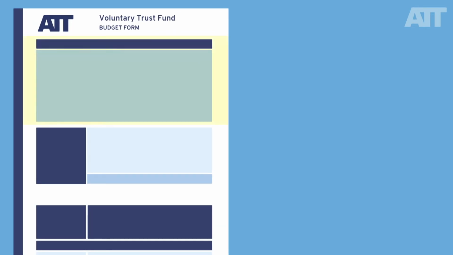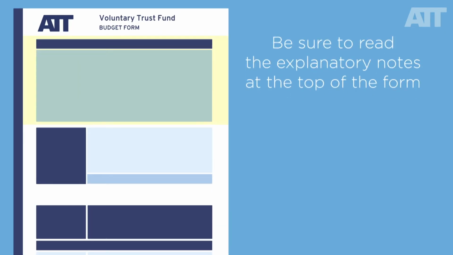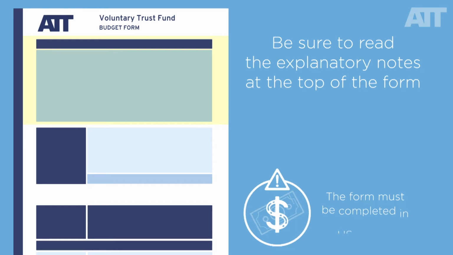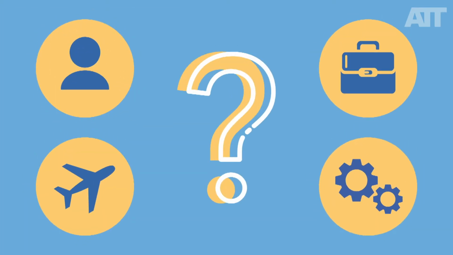Before you begin, you'll want to read the explanatory notes at the top of the budget form. These contain important information, for example, that the form must be in US dollars. When filling in the form, it's important to put your costs under the right categories.